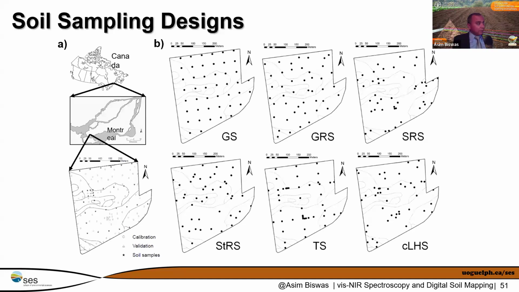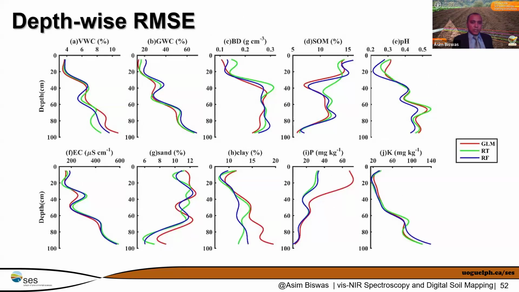As we go through here, there are individual sampling techniques like grid sampling, grid random, stratified random sampling, simple random sampling, transect, and conditional Latin hypercube as well. So we compare different techniques. When you compare, of course, the prediction for different soil properties, as we go down, for three different models, generalized linear model, random forest, and regression tree, we try to see how the RMSE changes with depth as well, because we are trying to see the prediction with depth. Now, once we have the prediction, how could the mapping be done?